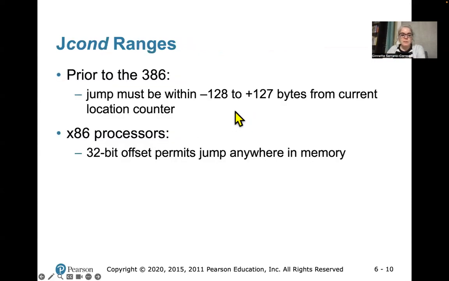As far as the jump ranges with the x86 processor, there's not a specific number of bytes that is going to be used to jump, so we can jump anywhere in memory. Prior to the 386, jump must be within negative 128 to positive 127 bytes from the current location counter. But we don't have to worry about that.